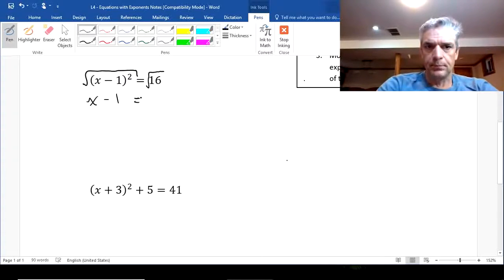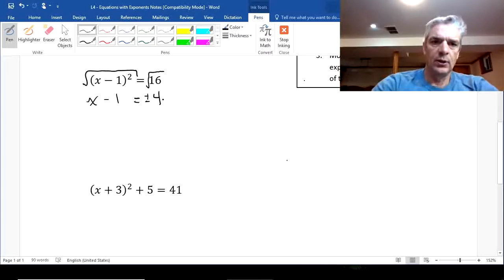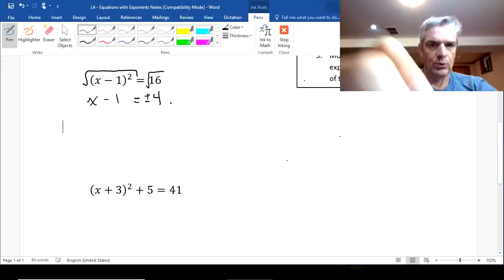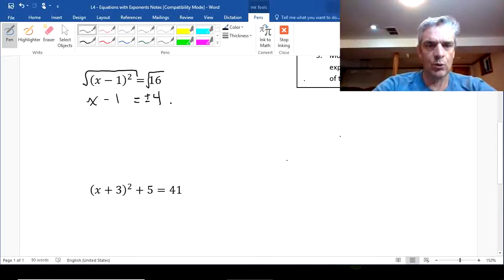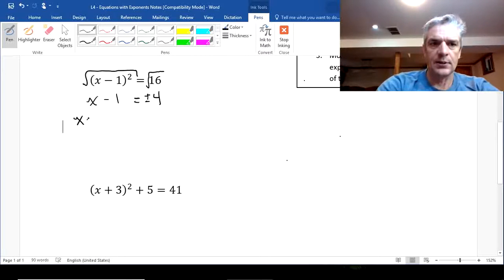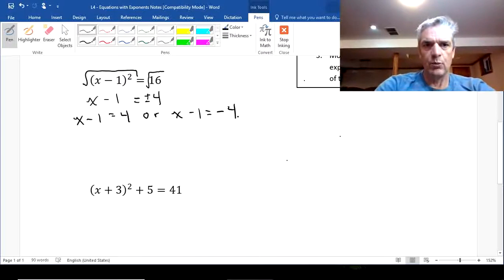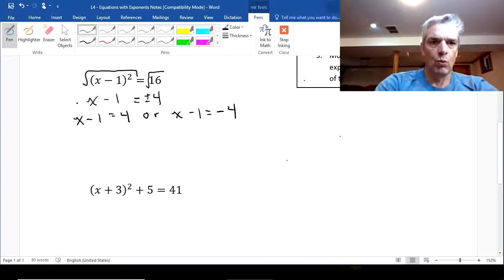Then it will equal 4, and again, it's plus or minus 4. Now this creates a little bit of a different dilemma, because it's not just x minus 1 equals plus or minus 4; we don't have an answer. What is x? So we have to write this in two ways. We write it as x minus 1 equals 4, or x minus 1 equals minus 4. Essentially we have two different equations that we're going to solve. One is over here and one is over here.